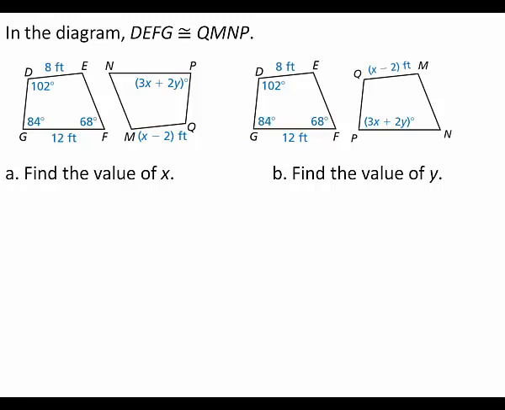Now, in part A, to find the value of x, first notice that side DE corresponds and is congruent to side QM. So, by the definition of congruent sides, the length of side DE equals the length of side QM. From the diagram, you know that the length of side DE is 8 feet and the length of side QM is x minus 2 feet. You can substitute these values in for the length of each side.